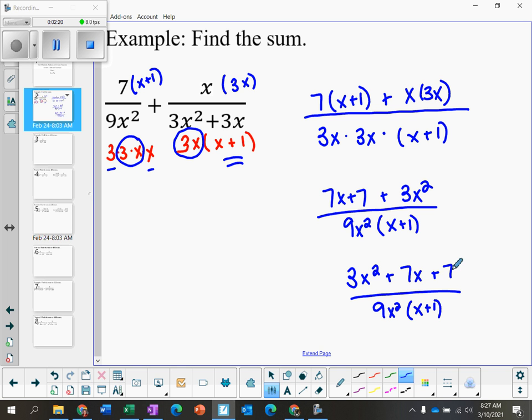All right, if I was able to factor the top, I would try to see if there was anything to cancel out. But 3 times 7 is 21. Nothing's going to multiply to 21 that adds to 7. So that doesn't factor any further, and I'm done.